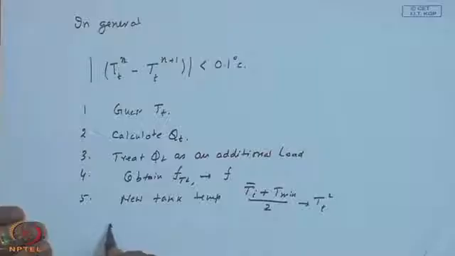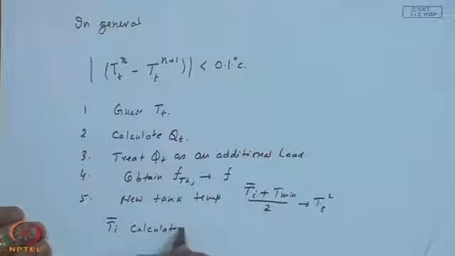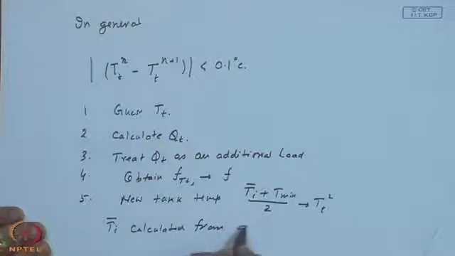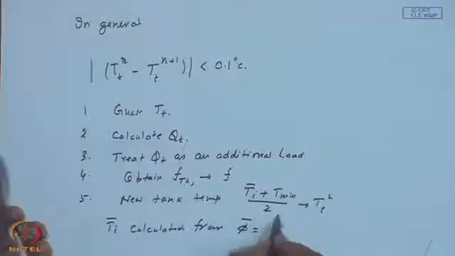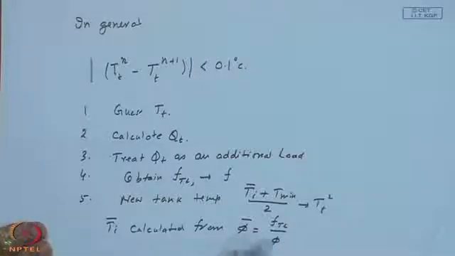T I bar is calculated from phibar equal to F T L by Y. Because this is a function of exponential a plus b times X c bar plus c X c bar square, I will find out an X c bar. From that X c bar, I will find out T I bar. Okay. F T L by Y, I am sorry.